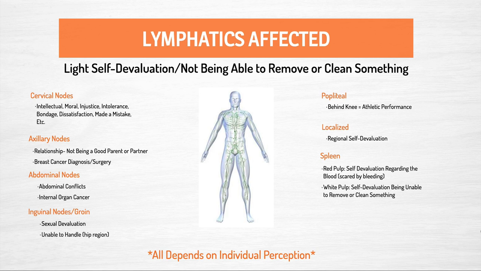So the breast, you would see the axillary lymph nodes perhaps are involved because the person is devaluing themselves in that specific region. Now the spleen, because it is part of the lymphatic system, that also has to do with a self-devaluation. Regarding the blood, so being scared of bleeding, if you've hemorrhaged at some point, that could be a triggering event. And there is also the white pulp of the spleen.